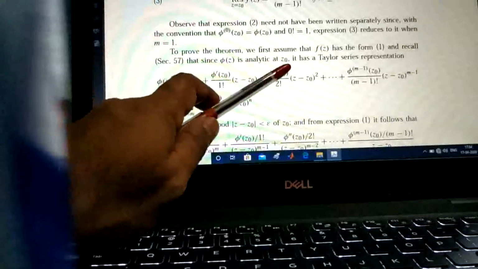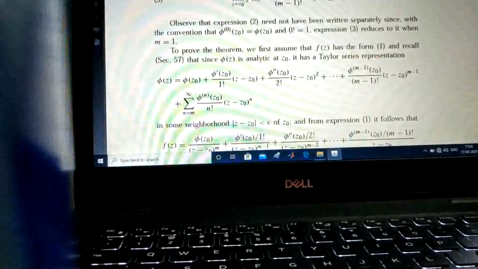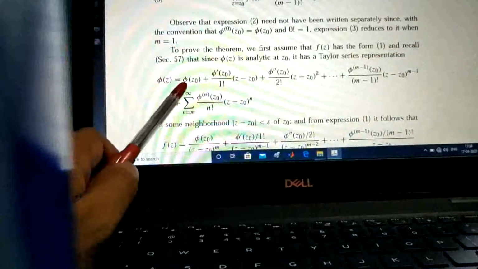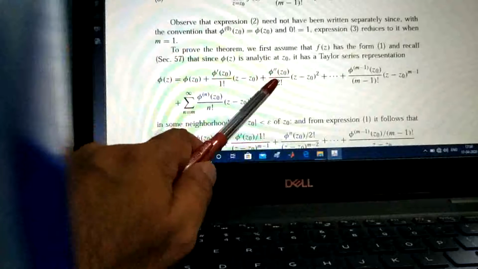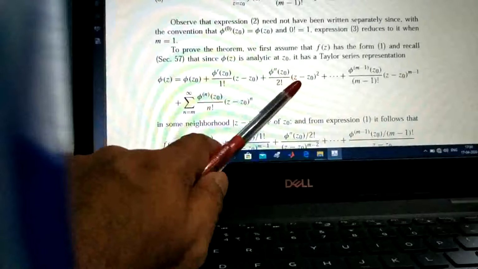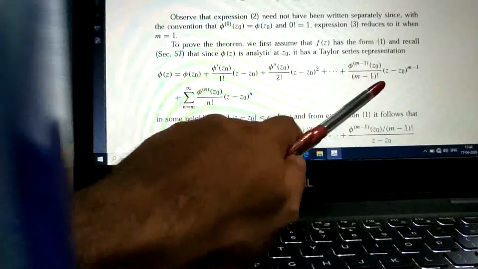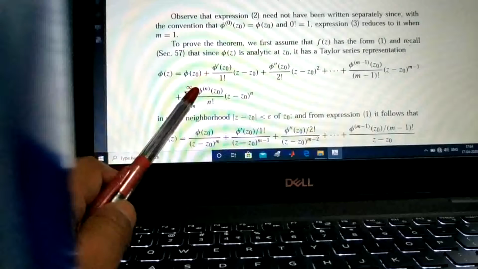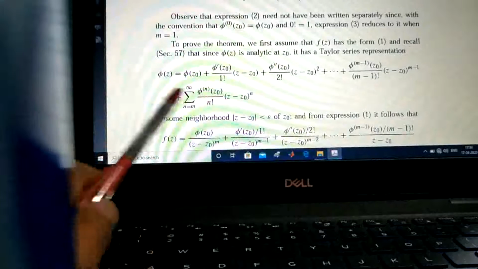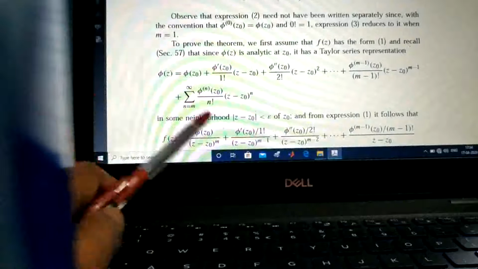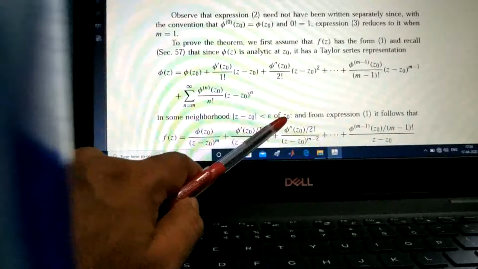Since phi of z is analytic at the point z0, it will have a Taylor series expansion: phi of z0 plus phi dash z0 by factorial 1 into z minus z0, plus phi double dash z0 by factorial 2 into z minus z0 whole square, and so on, up to the (m minus 1)th derivative by (m minus 1) factorial into z minus z0 whole to the power m minus 1, and plus further terms after m going to infinity. This is the Taylor series expansion in this open circular disk of epsilon radius centered at z0.